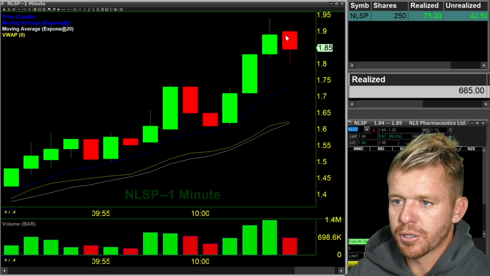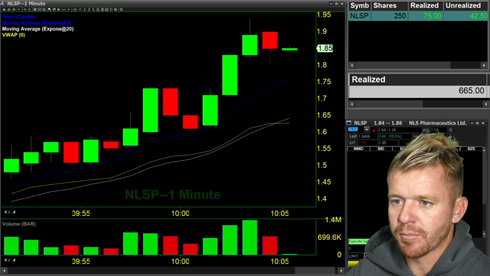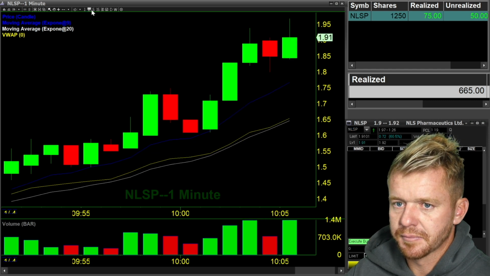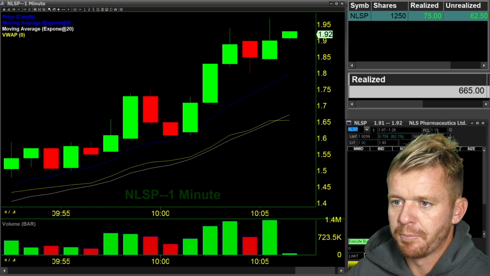I think after we push above 191, we're going to squeeze over $2, especially with all that volume coming in there. Look at the 5-minute chart. Still looking very bullish here, guys. Looking very bullish. Let's push over 195.